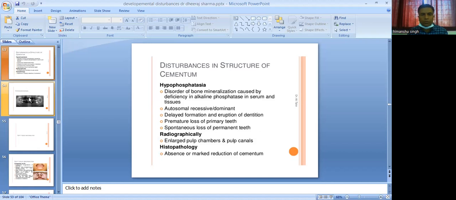The next topic is developmental disturbances in the structure of cementum. First, hypophosphatasia is a disorder of bone mineralization, which is caused by deficiency in alkaline phosphatase in serum and in tissues. With autosomal recessive and autosomal dominant forms, there is delayed formation and development of dentition. There is premature loss of primary teeth and spontaneous loss of permanent teeth. Radiographically it shows enlarged pulp chambers and pulp canals. Histopathologically, there is an absence or reduction in the thickness of cementum.